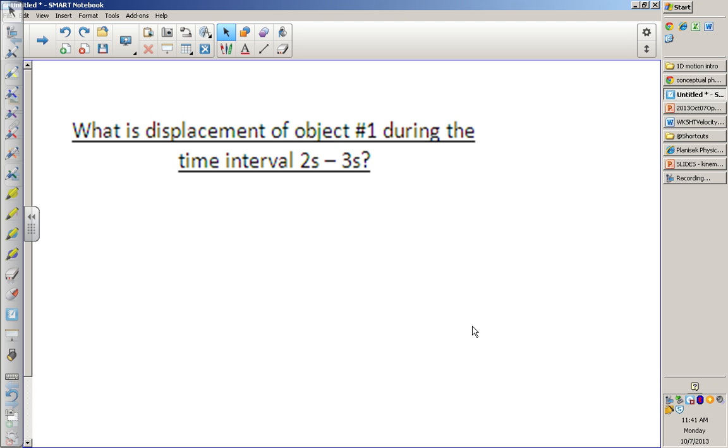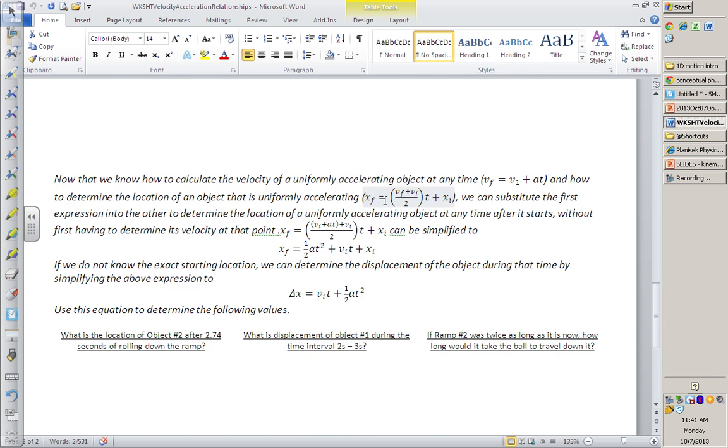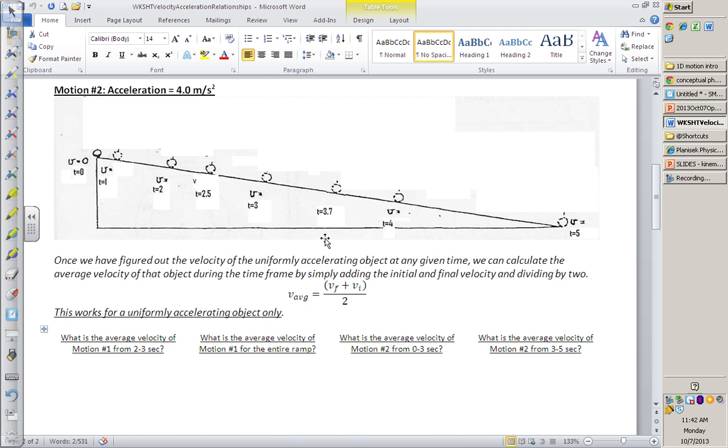All right. Tonight, here's what I want you to do. First, on the front of that page, there is another ramp. Acceleration 4 meters per second squared. I would like you to fill in those velocities and then do the calculations of the ones that we didn't do for the second ramp.